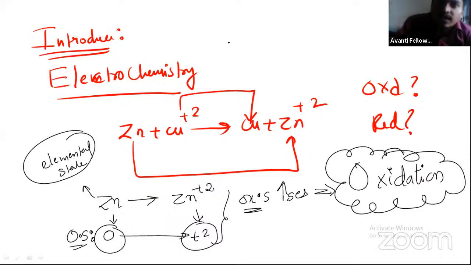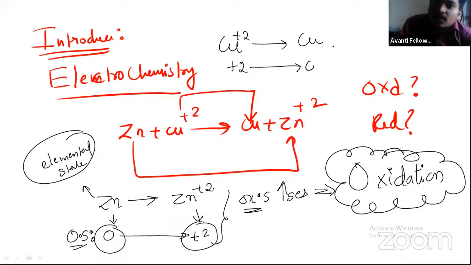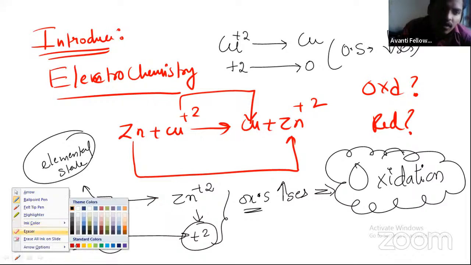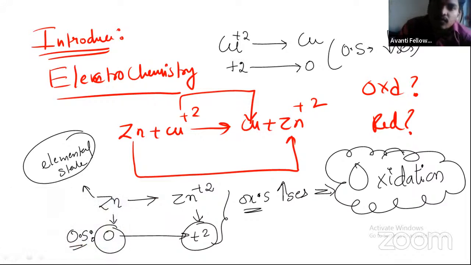Right. Now you can see what is happening for copper. Copper +2 is becoming copper. So from +2 it is becoming 0. Does the oxidation state decrease or increase? From +2 to 0. Yes, it decreases. When the oxidation state decreases, we call it what? We call it reduction.